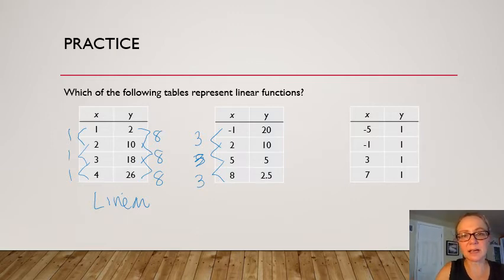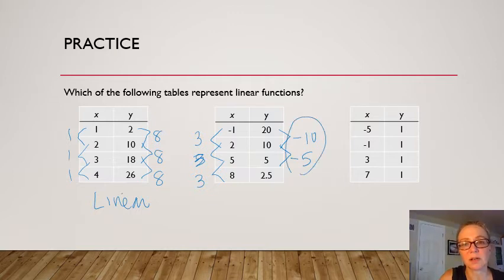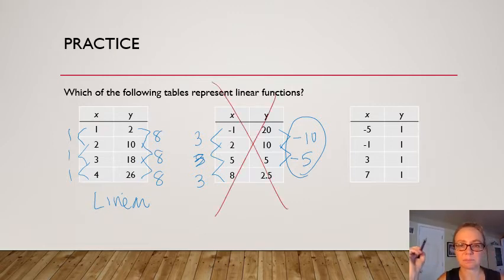From 20 to 10 is a decrease of 10, and that's okay, you're allowed to subtract. From 10 to 5, however, is a change of -5. So as soon as you see that these first differences don't match, you know that this is nonlinear.